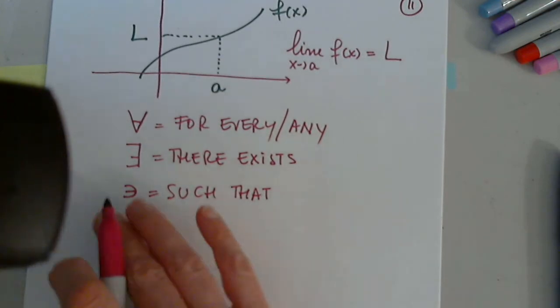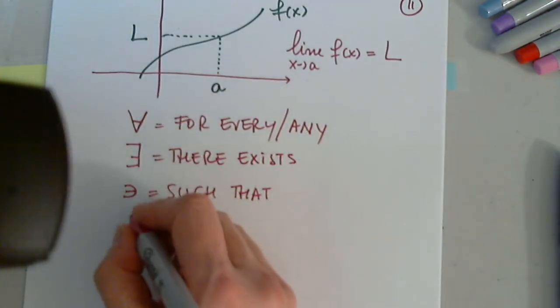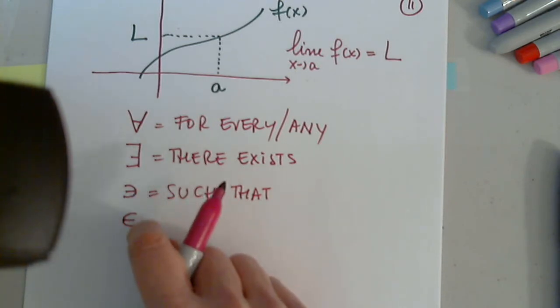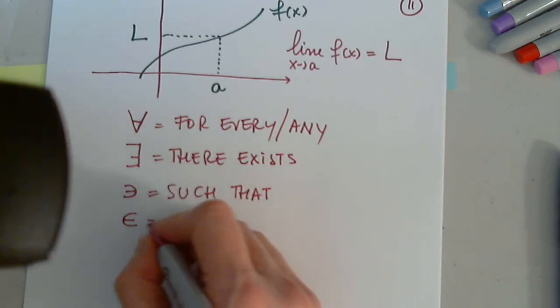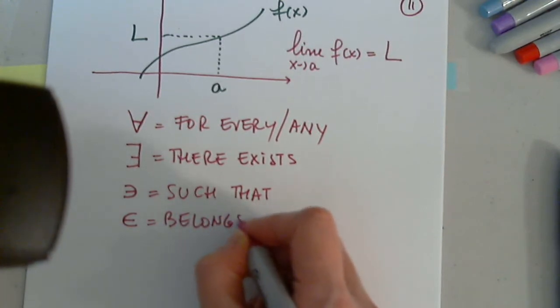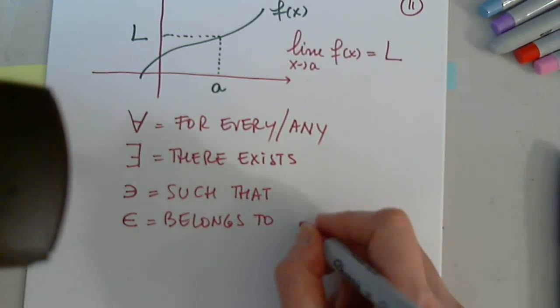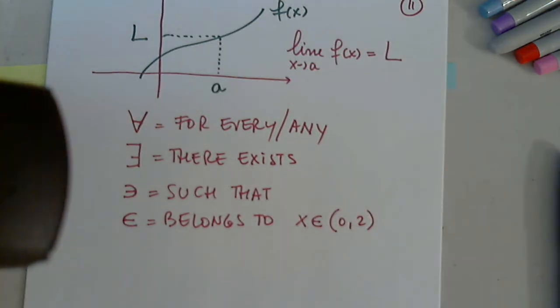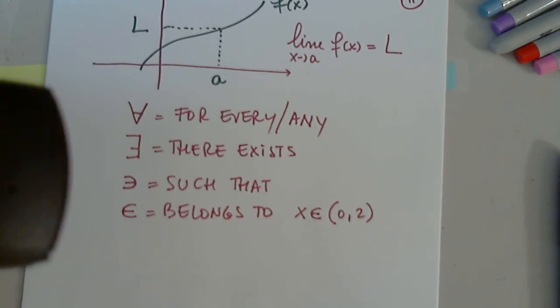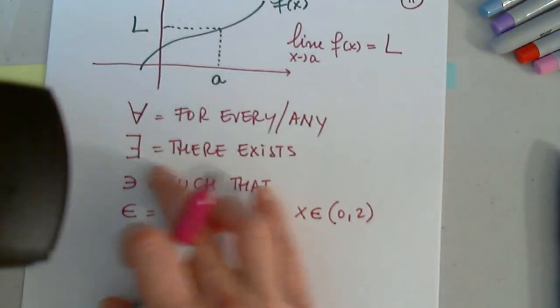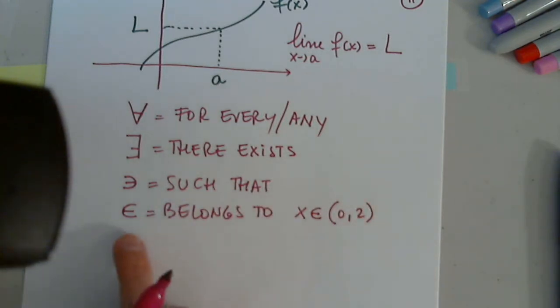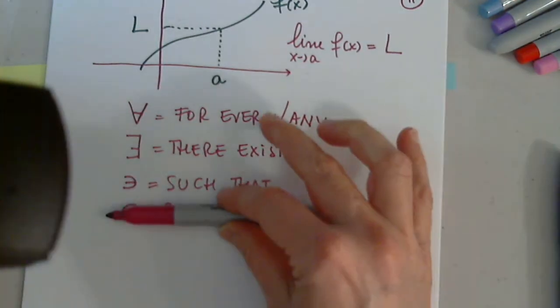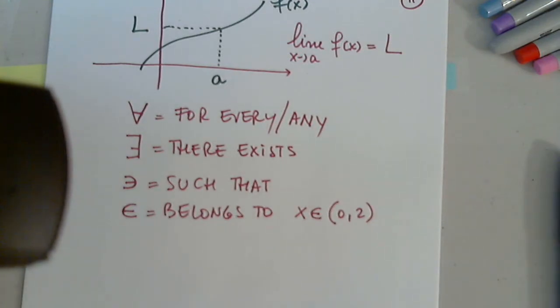And one that I'm not going to use with this definition, but I highly recommend you know, the same thing but facing this way, belongs to. So we normally like to write x belongs to the interval, let's say 0, 2. This is not part of this definition though. But these are very well known and common symbols: for every or any, there exists such that, and belongs to.